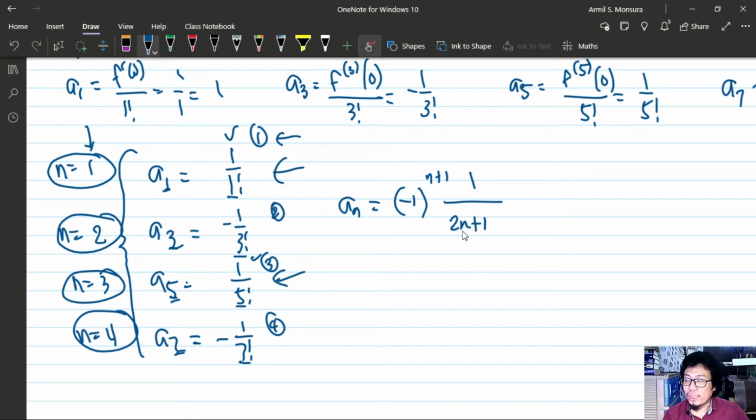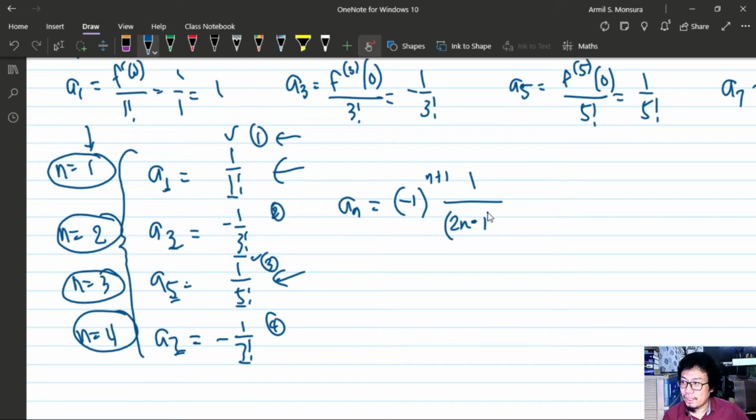Check. 2n minus 1 pala. Since we would like our series to start at n equals 1. So when n is 1, this is 2 times 1, that's 2, minus 1, that's 1. When n is 2, this is 2 times 2, that's 4, minus 1, that's 3. When n is 3, this is 2 times 3, that's 6, minus 1, so that's 5. And when n is 4, this is 2 times 4, that's 8, minus 1, that's 7. So 2n minus 1 would give us this pattern, 1, 3, 5, 7.